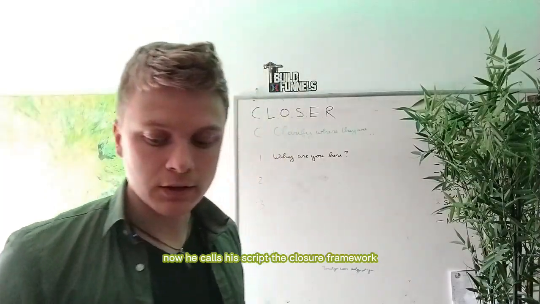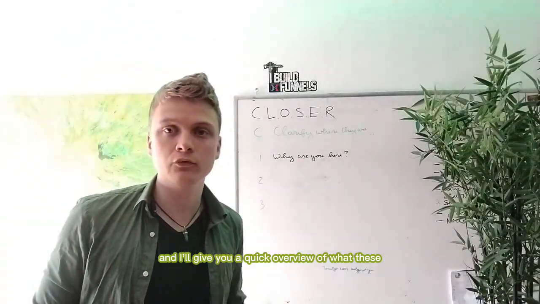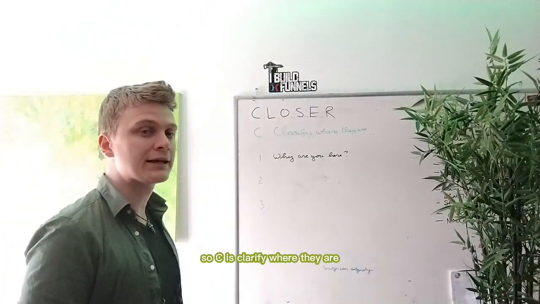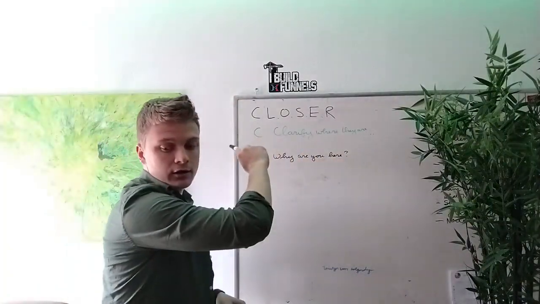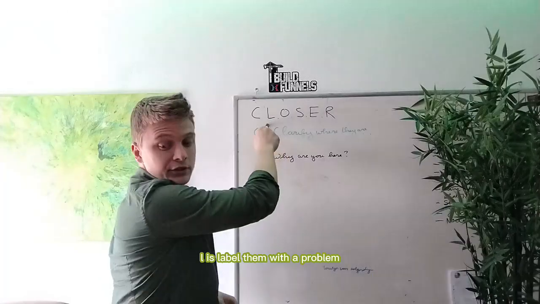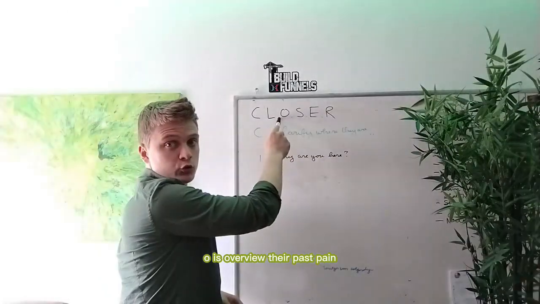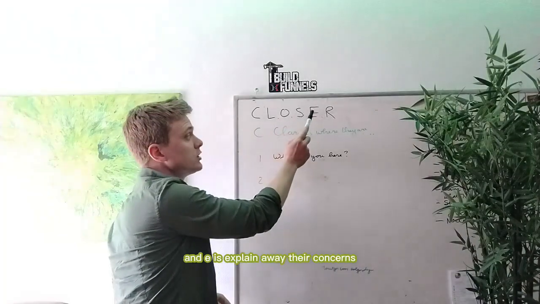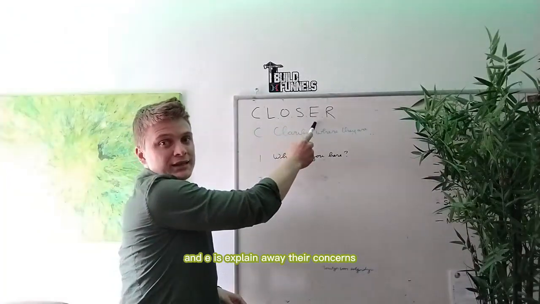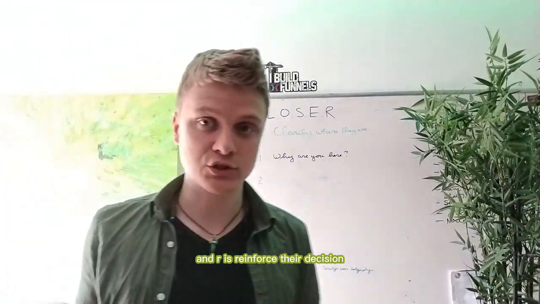Now, he calls his script the C.L.O.S.E.R framework, and I'll give you a quick overview of what these letters mean. So C is clarify where they are, L is label them with a problem, O is overview their past pain, S is sell them the vacation, and E is explain away their concerns, and R is reinforce their decision.